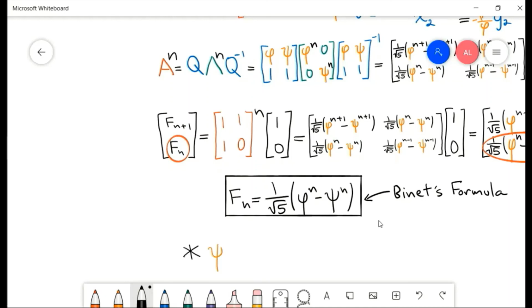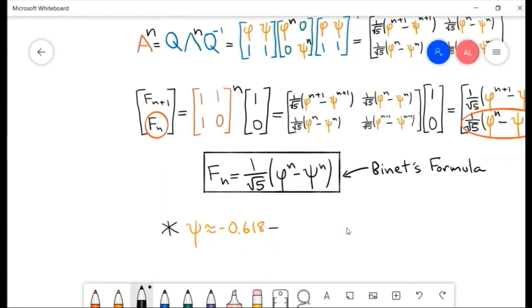And as a quick note, notice that psi is approximately negative 0.618, so its absolute value is less than 1, which means that as n gets really large, even for n like 20, psi to the n approaches 0. And so in general, this term becomes negligible for increasingly large n. And so we can say that the nth term of the Fibonacci sequence is approximately equal to 1 over the square root of 5 times the golden ratio to the nth power. So if we ignore this term, which we can do for very large n, we get this right here.